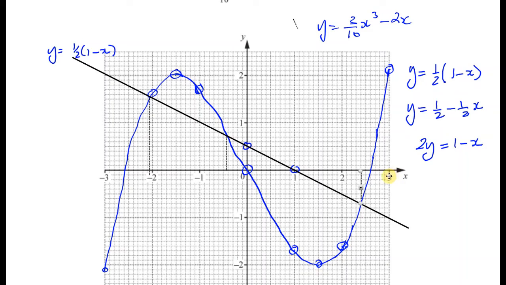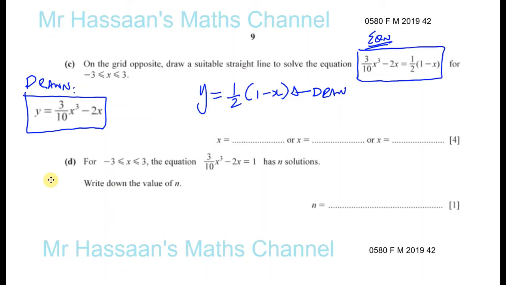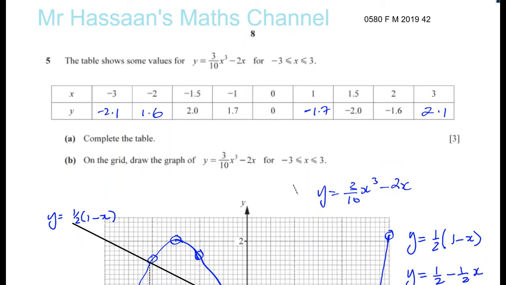Okay, this is important, that you draw these lines so the examiner can see that you've done this using your graph, because the question does state very clearly, it says on the grid opposite, draw a suitable line to solve this equation. So you have to solve the equation by drawing the line and seeing where they intersect. You don't do it by using your calculator.